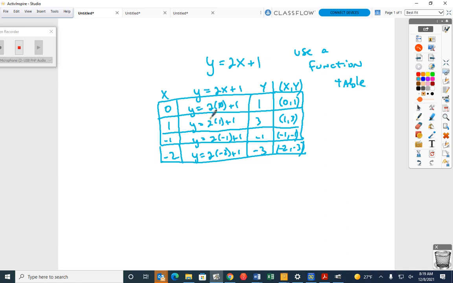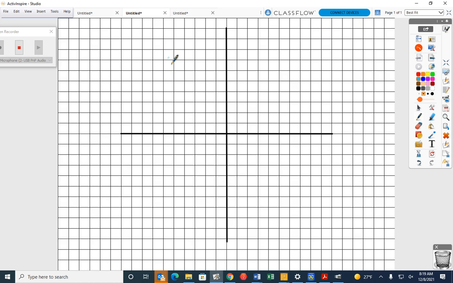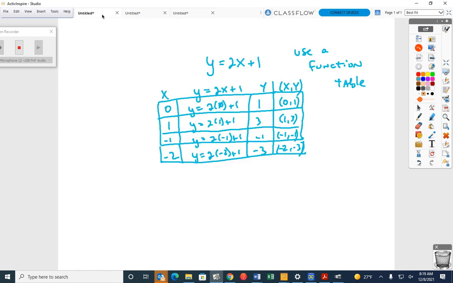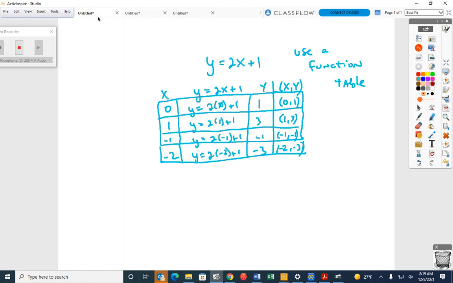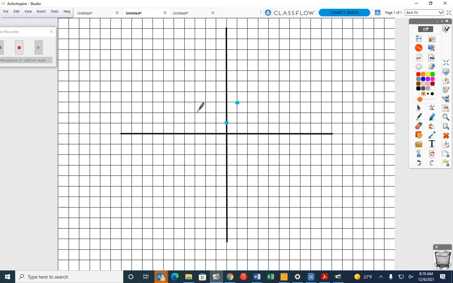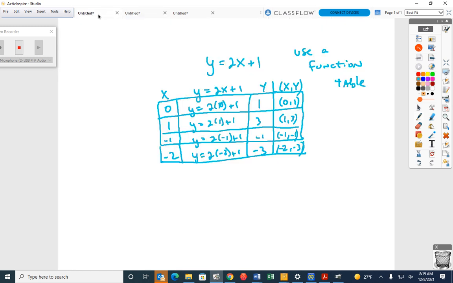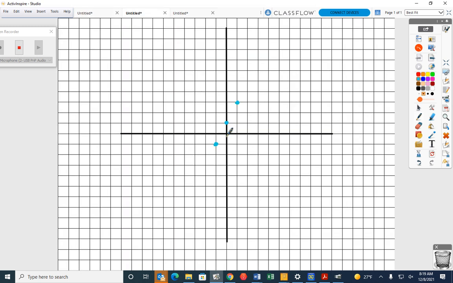Okay. So let's graph this. Our first one is at 0, 1. Over 0, up 1. What's our next point? 1, 3. Over 1, up 3. What's our next one? Negative 1, negative 1. So back 1, down 1. Are we in good shape so far? Yeah. And what's our last point? Negative 2, negative 3. So back 2, down 3. Did we form a straight line? Yes.